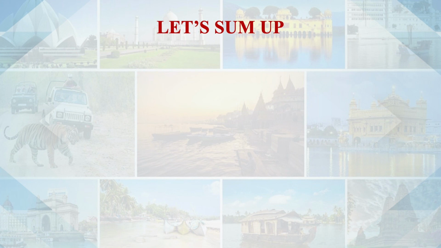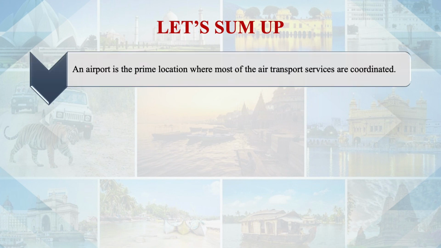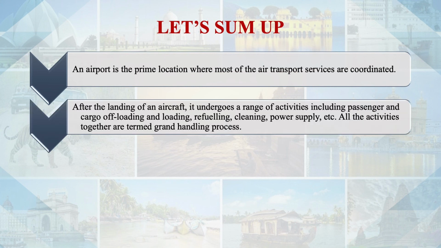By this, let us sum up. An airport is the prime location where most air transport services are coordinated. After the landing of an aircraft, it undergoes a range of activities including passenger and cargo offloading and loading, refueling, cleaning, power supply, and similar things. All the activities together are termed ground handling activities.